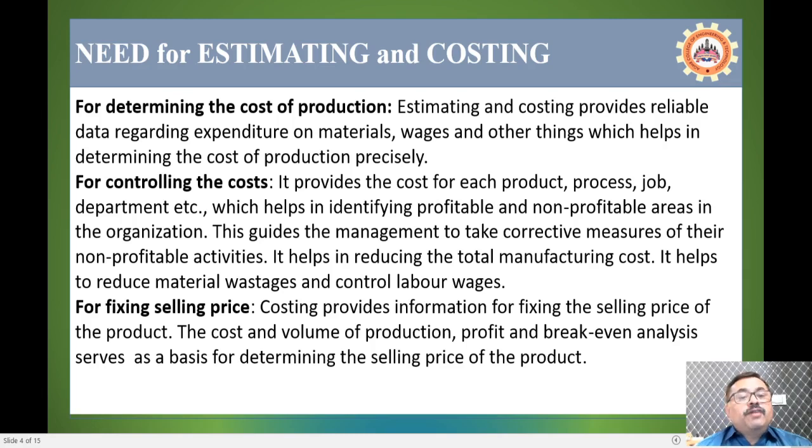For fixing the selling price, costing provides information for fixing the selling price of the product. The cost and volume of production, profit and break-even analysis serve as a basis for determining the selling price of a particular product, because cost depends on the selling price of a product or the volume of production or the profit that is needed, or when you are going to achieve the break-even analysis for a particular product. All these things play an important role in fixing the selling price.